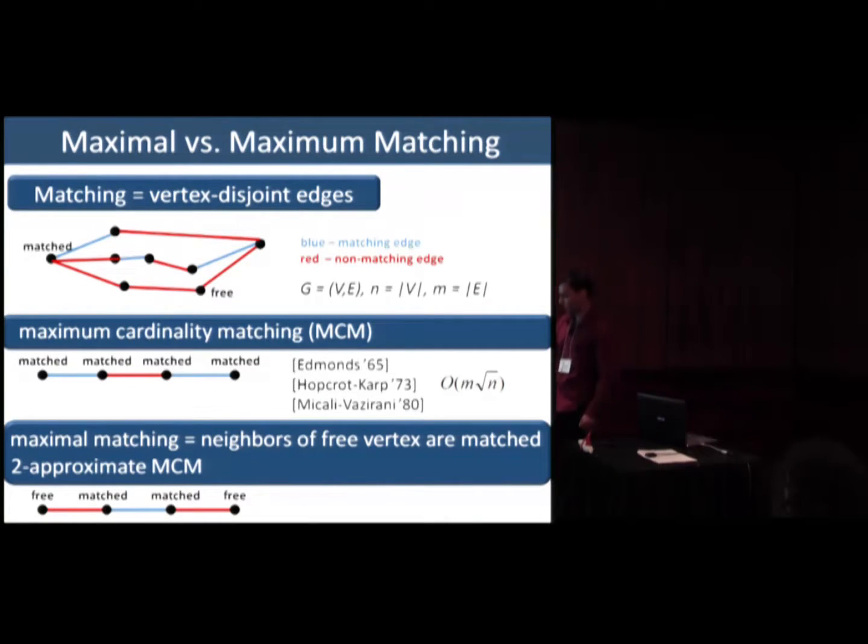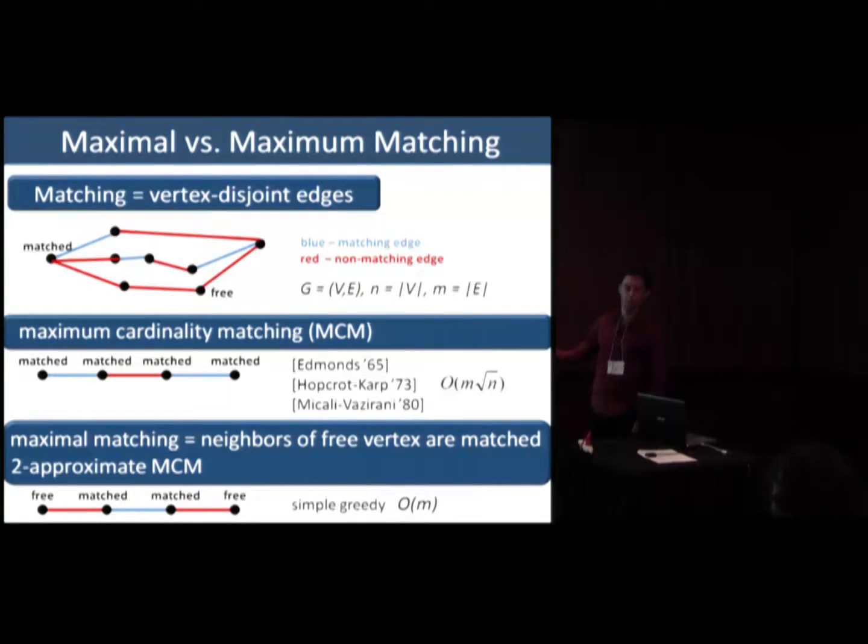That's it. It's not necessarily of maximum size, it is just inclusion-wise maximal. And this means that for every free vertex, all its neighbors are matched. For example, here you can take the middle edge, and that's already a maximal matching. And you can see that the size is a 2 approximation to the maximum, and that's always true. And this gives us a way to get a 2 approximation using a simple linear time algorithm.